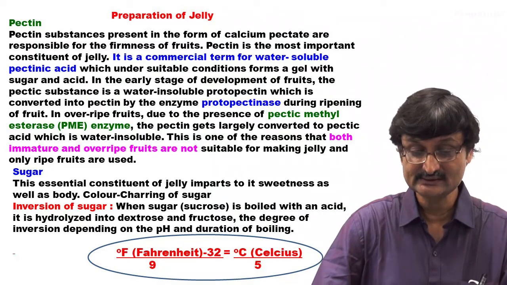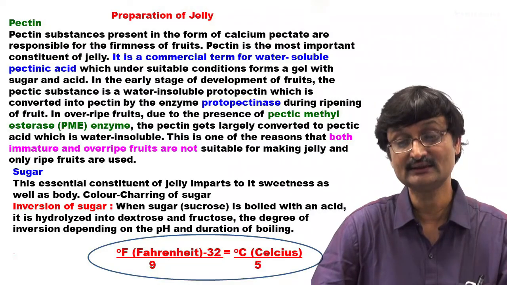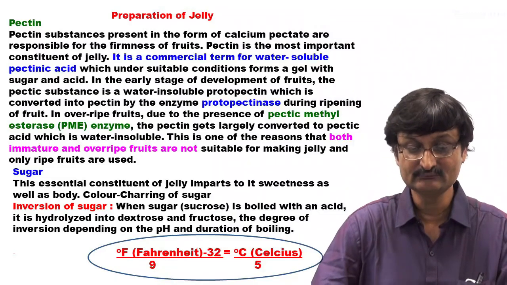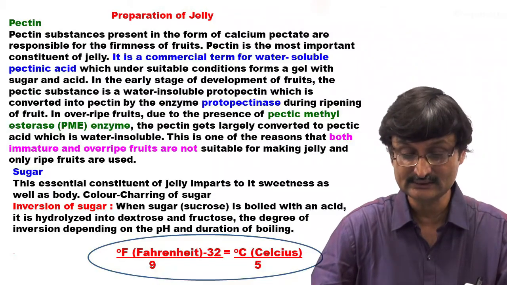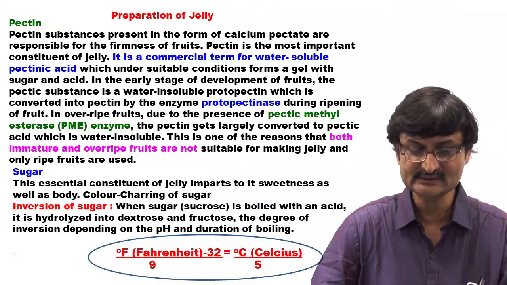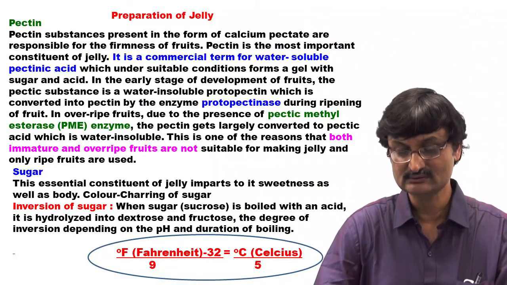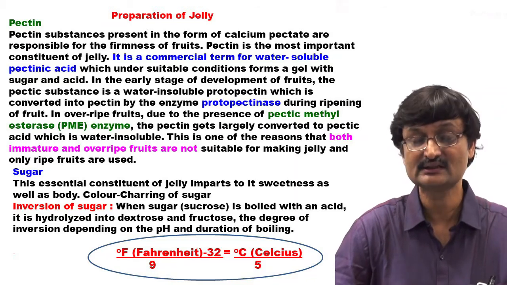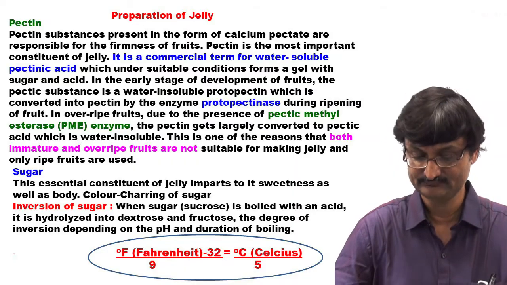Sugar. This essential constituent of jelly imparts sweetness as well as body. Color is also derived due to charring of sugar. Inversion of sugar. When sugar, sucrose, is boiled with an acid, it is hydrolyzed into dextrose and fructose. The degree of inversion depends on the pH and duration of boiling. This is the formula we all know. Just to repeat, degree Fahrenheit minus 32 by 9 equals degree Celsius by 5.